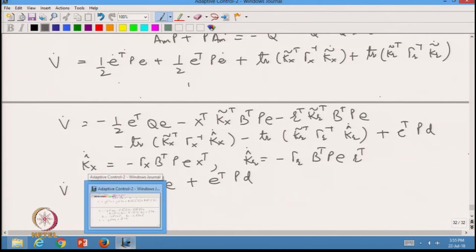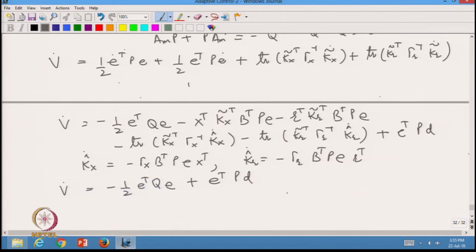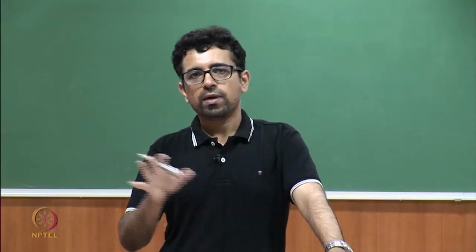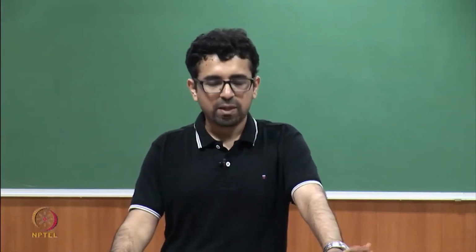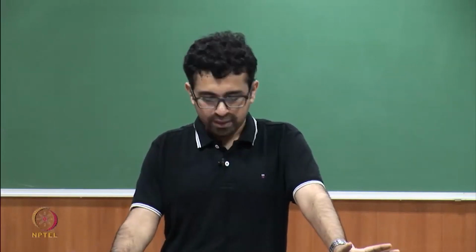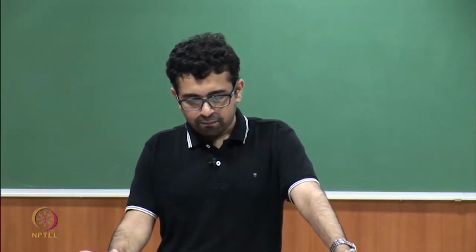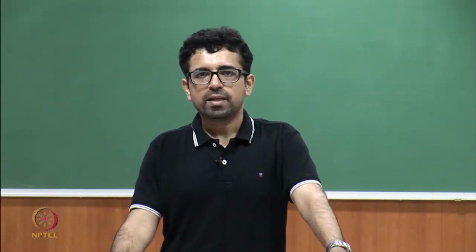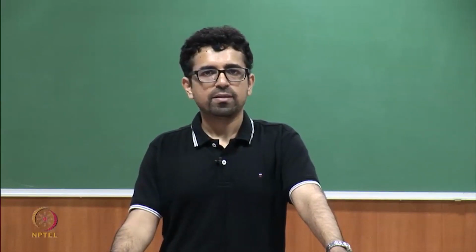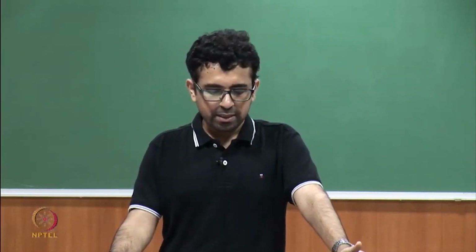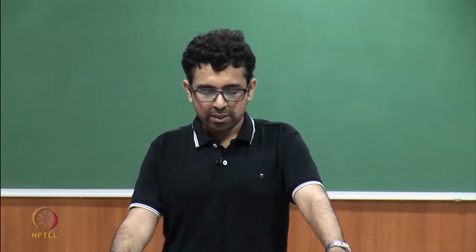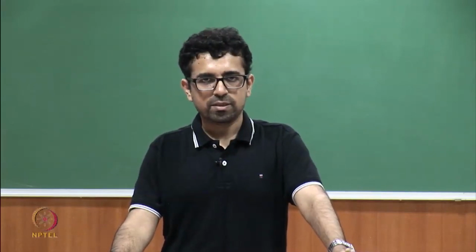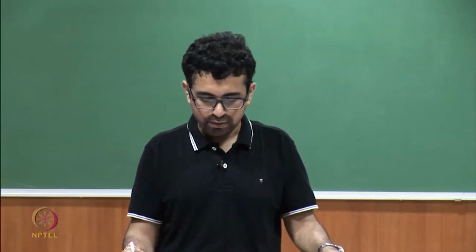Suppose D was 0, then we would have gotten minus half E transpose Q E, and we would have concluded that this was negative semi-definite, and this would lead to Lyapunov stability. We could go ahead and prove that E goes to 0 using Barbalat's lemma. All signals are bounded and we are happy, right. But just in case the plant experiences an external disturbance, is the controller that we have designed robust to such external perturbations? That is the question that we are trying to answer here.